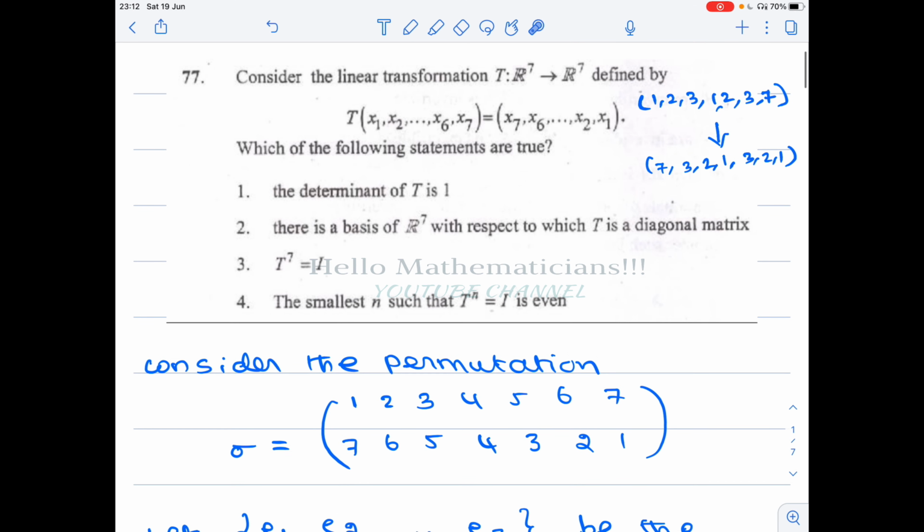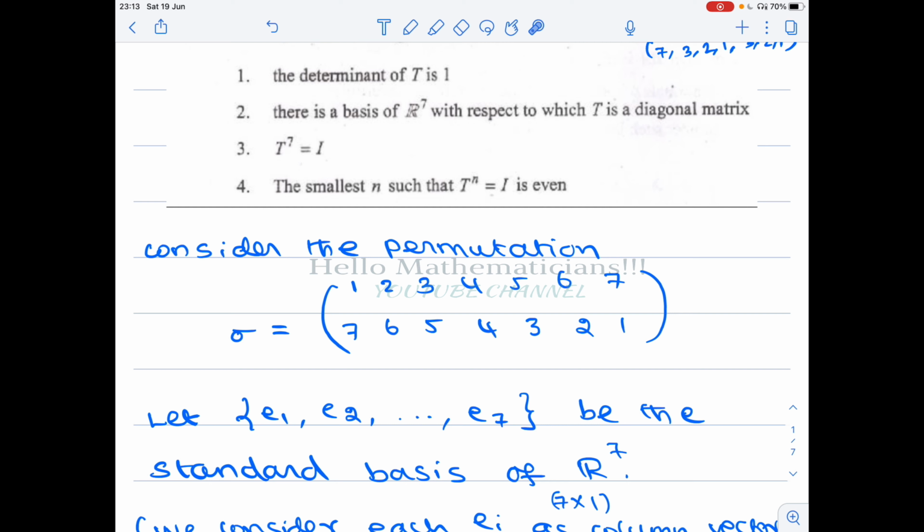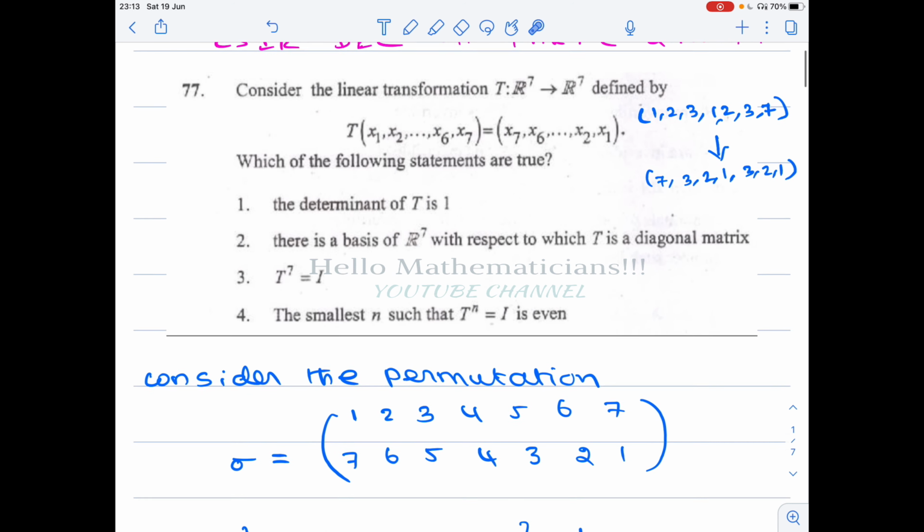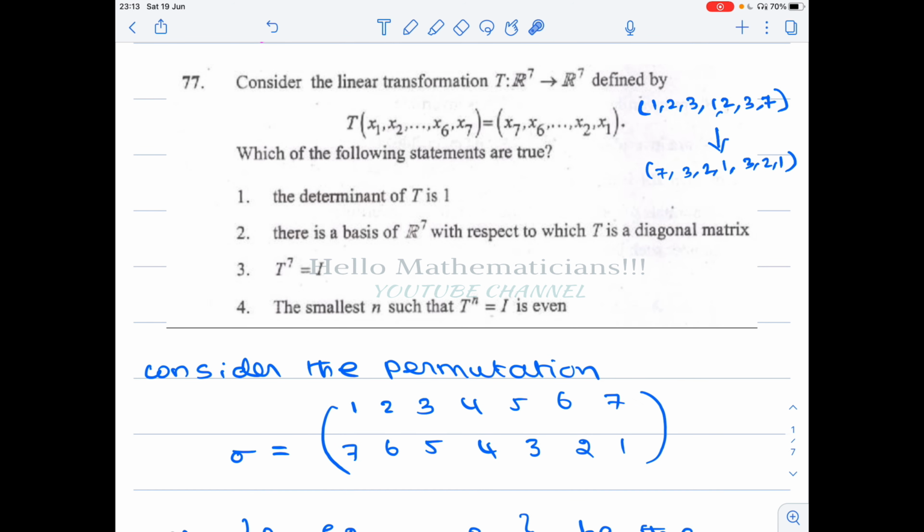Let's see what a permutation matrix is, and how we can relate that matrix with this linear transformation T. Okay, let's get started. So we consider this permutation: 1 goes to 7, 2 goes to 6, 3 goes to 5, and so on. Why are we considering this particular permutation? Because the linear transformation T sends x1 to x7: the first coordinate goes to the seventh coordinate, the second coordinate goes to the sixth coordinate. So that is what I have written here: 1 to 7, 2 to 6, 3 to 5. Basically, from this linear transformation we are naturally getting a permutation. 7 goes to 1.